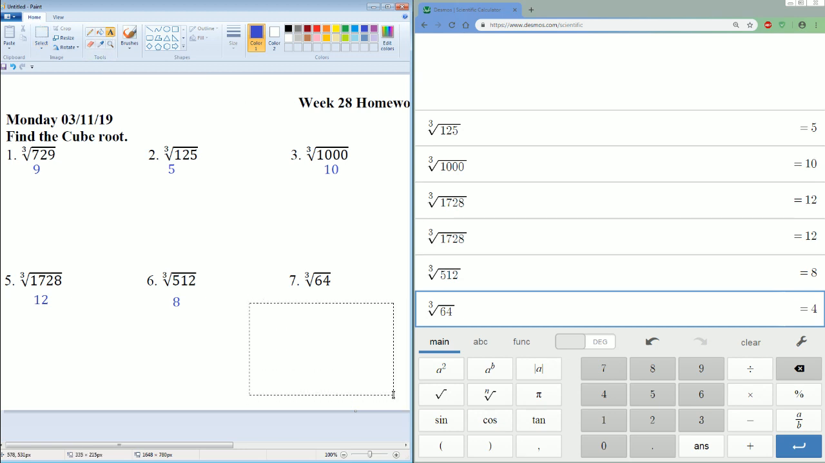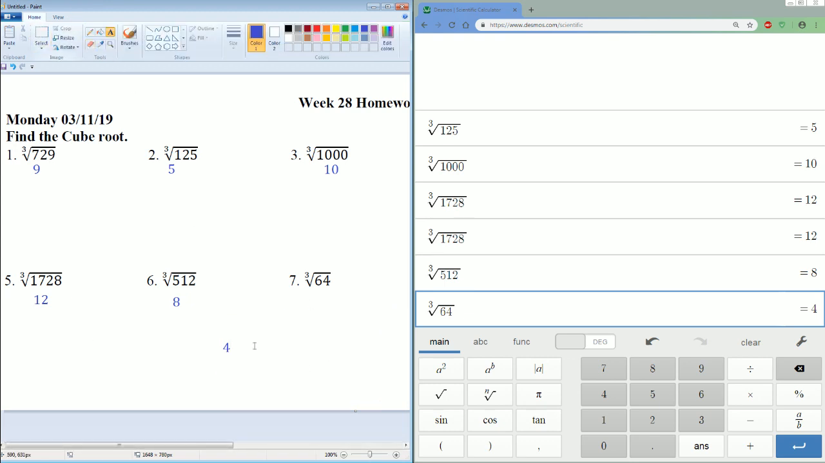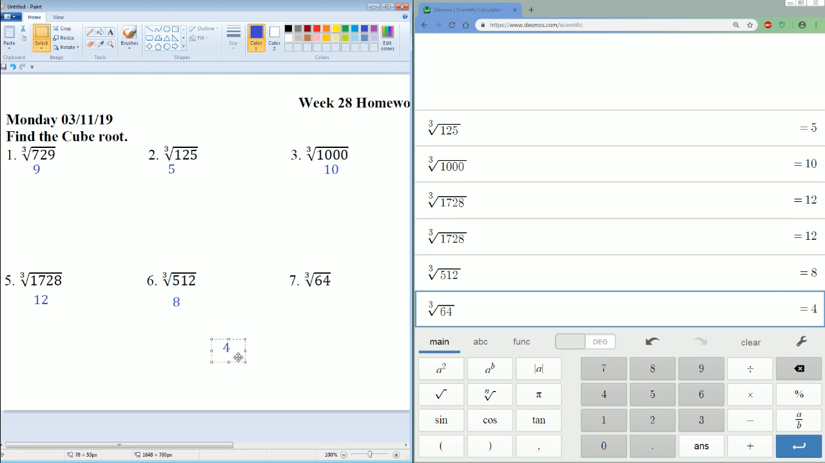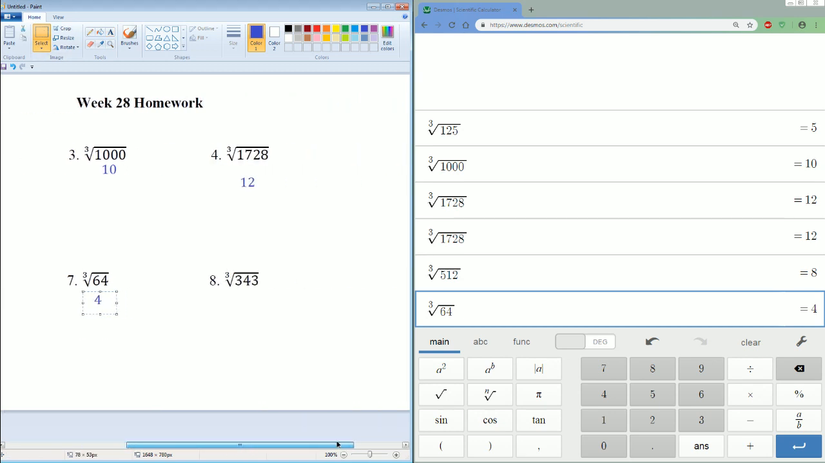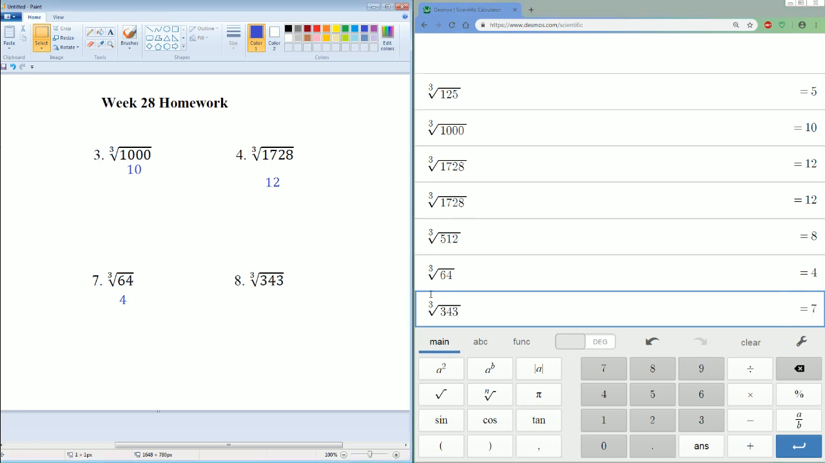I'm going to show you something afterwards if it doesn't make sense. And last one, number 8. The n square root button. Enter the value 3. Put 343 in here. That gets you the value 7. Alright, there you go.